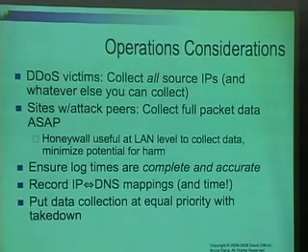Because of things like fast flux DNS, where you've got DNS records that point to other records and those have short times to live, and so the mappings change continuously, record the DNS mapping to the IP address at the time that you look at it to make sure that you've got that information as well. And then, I've already said this, effectively put the data collection at the same priority as taking these things down.